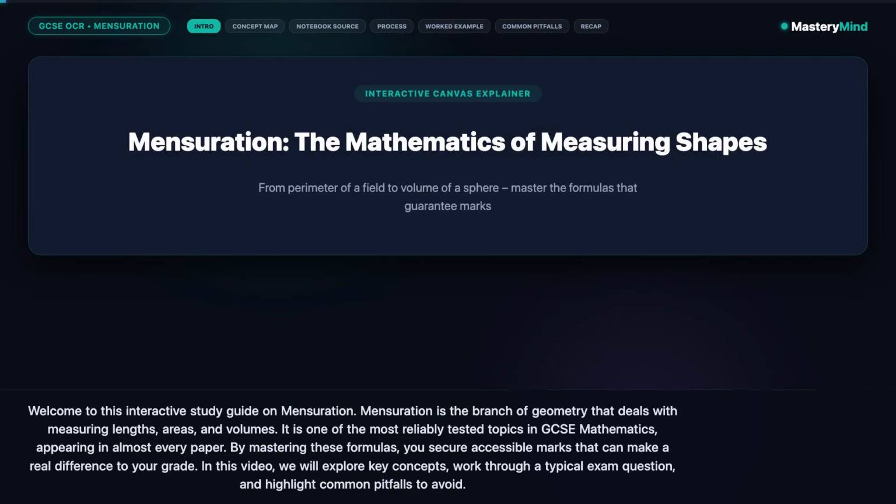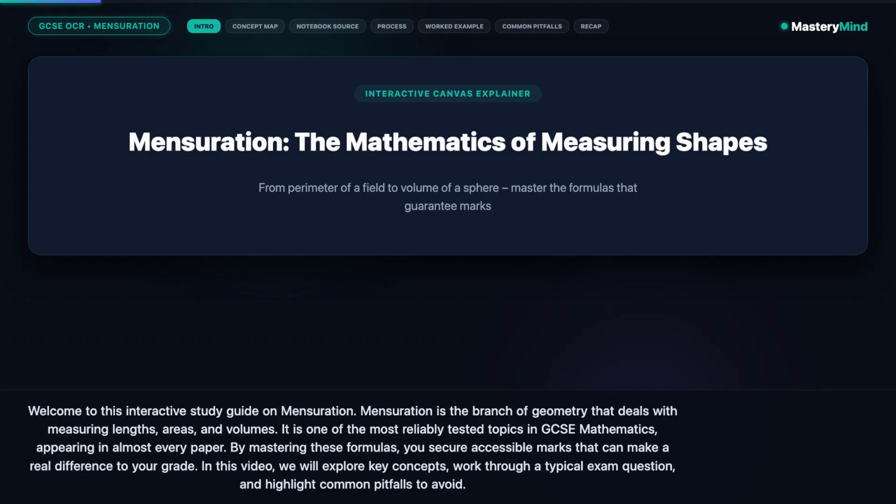Welcome to this interactive study guide on mensuration. Mensuration is the branch of geometry that deals with measuring lengths, areas, and volumes. It is one of the most reliably tested topics in GCSE Mathematics, appearing in almost every paper. By mastering these formulas, you secure accessible marks that can make a real difference to your grade.